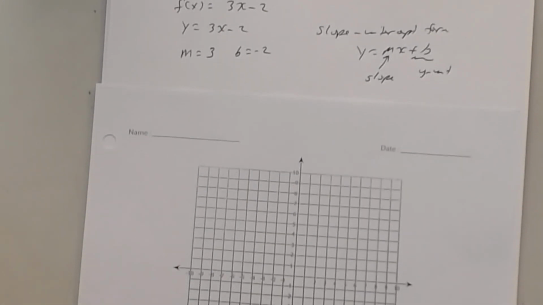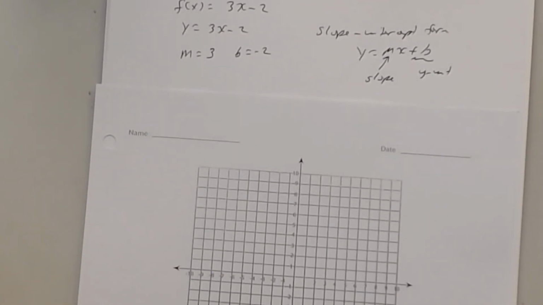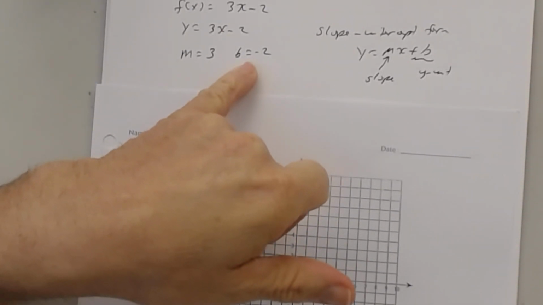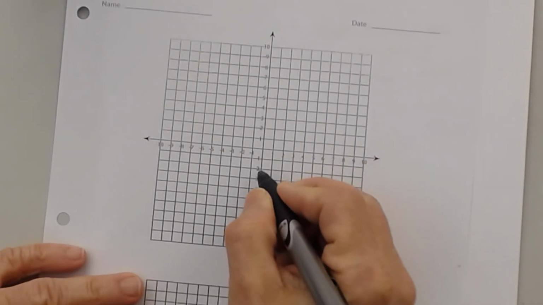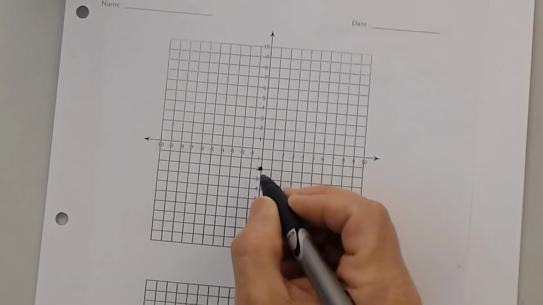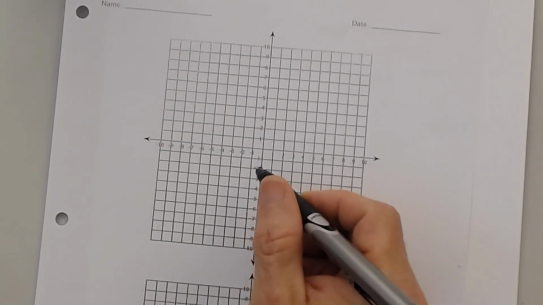Always remember, to graph a line, how many points do you need? 2. You need 2 points to graph a line, right? The y-intercept is a point, isn't it? So what's my y-intercept? Negative 2. So along the y-axis, I'm going to put a dot right here at negative 2. That's my y-intercept, where the graph is going to cross the y-axis. I need one more point. I'm going to use the slope to do that.